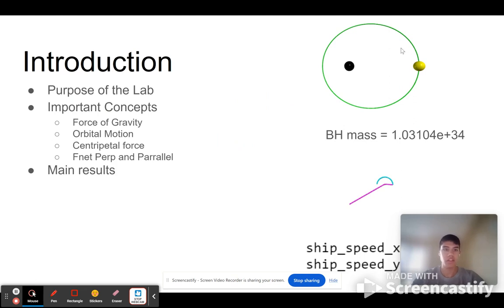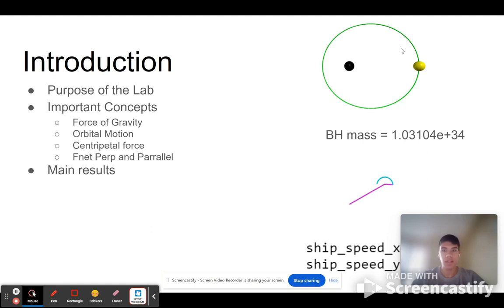So, an introduction: the purpose of this lab is to model the behavior of orbital motion, or just the behavior of a projectile through the force of gravity at a very, very large scale, a planetary scale.